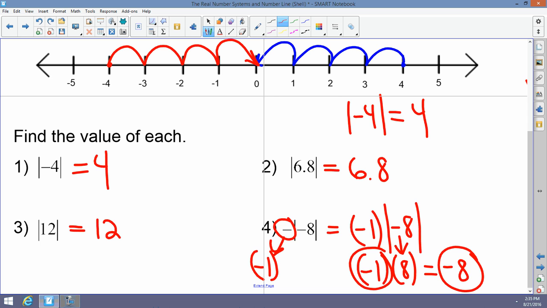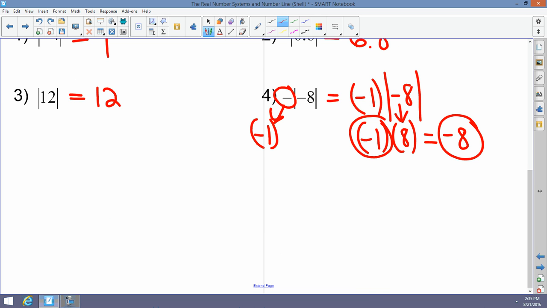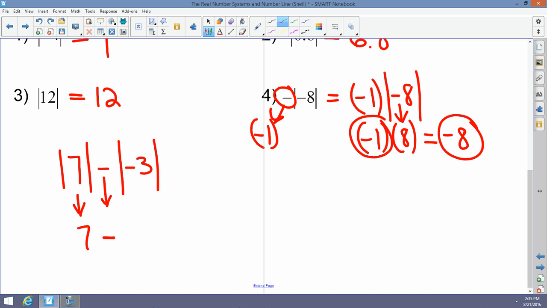So if you see this down the line, let's say I have absolute value of 7 minus the absolute value of negative 3. Please keep in mind that the absolute value of 7 is 7. Drop that minus because it's a negative 1 that's being multiplied to this negative 3. So it's negative 1 times this absolute value of negative 3. So that'd be 7 minus 3, which would equal 4. So please be careful with that.